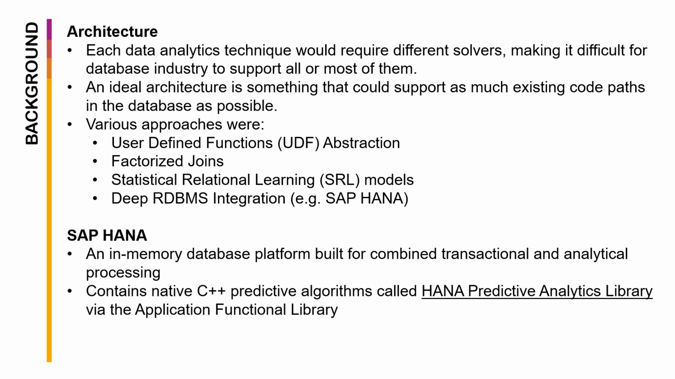Some research leveraged user-defined functions as the abstraction layer. Some approaches also leveraged factorized joins. Some went into statistical relational learning that can support Markov chain analysis directly on the database. And there are some commercially available in-database machine learning systems that are tightly integrated into the entire database system, or the relational database management system. One of those is the SAP HANA database.